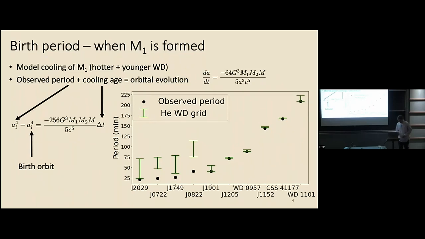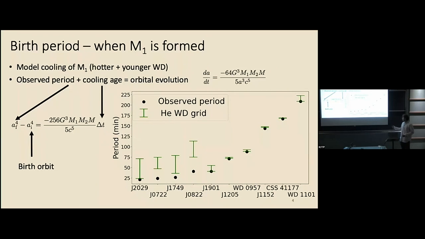We can integrate that equation to obtain this one, where the term on the right-hand side contains this delta t. So this is the elapsed time between the formation of the system when M1 is formed until observed. That's from the cooling age that we just modeled. And on the left-hand side, we have this A final to the fourth minus A initial to the fourth, so the initial and final orbital separations, where the final is from the observed period and the initial is what we want, the birth separation / birth period. So we just use this equation for all 10 systems that we model and find the possible range in birth period, where the black dots are the observed period and the green bars are the ranges in birth period.